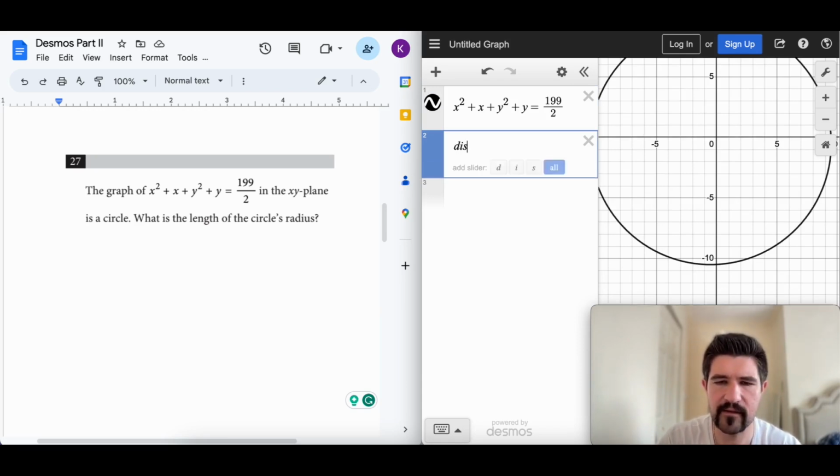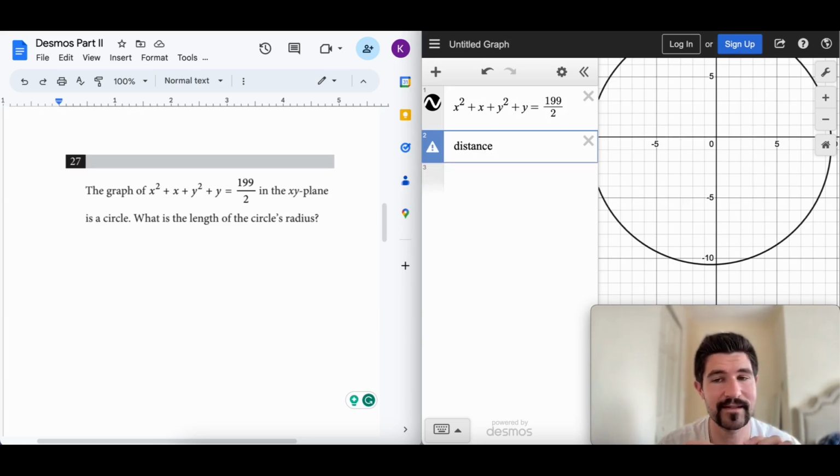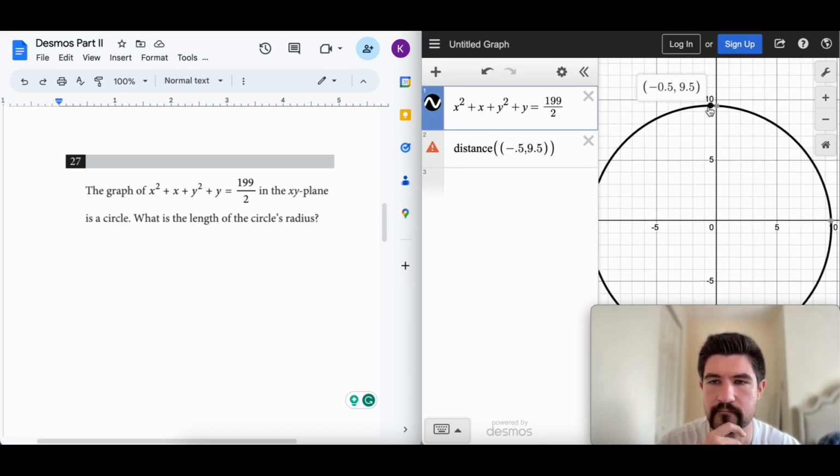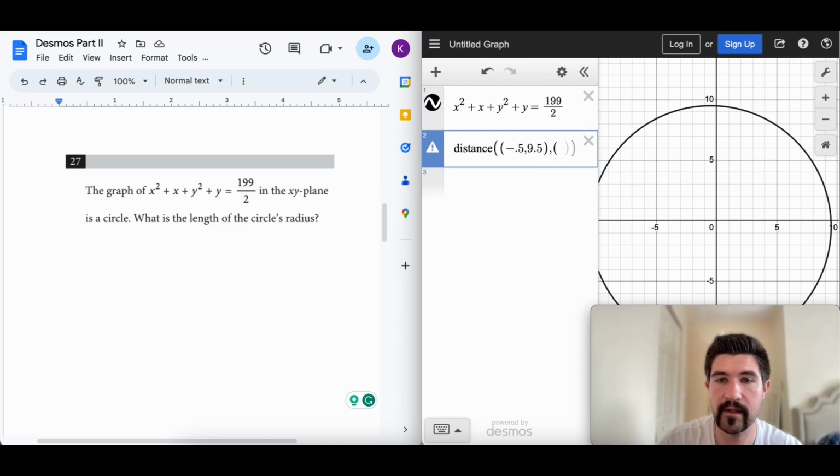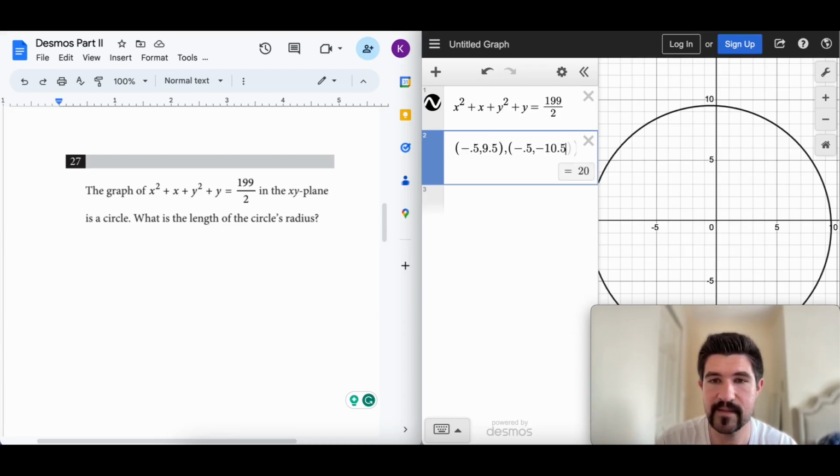I just did that in my head, and you might know how to do that as well. But what Desmos can do is you could type in distance, and then put in parentheses the 2 points. So the 2 points were negative 0.5 comma 9.5. I think that was the top point up here. Yep, negative 0.5 comma 9.5. And then comma, the other point within that same parentheses, it was negative 0.5 comma negative 10.5. Now if you type that in right, you'll see that Desmos automatically tells you the distance between those points is 20, but that's the diameter.